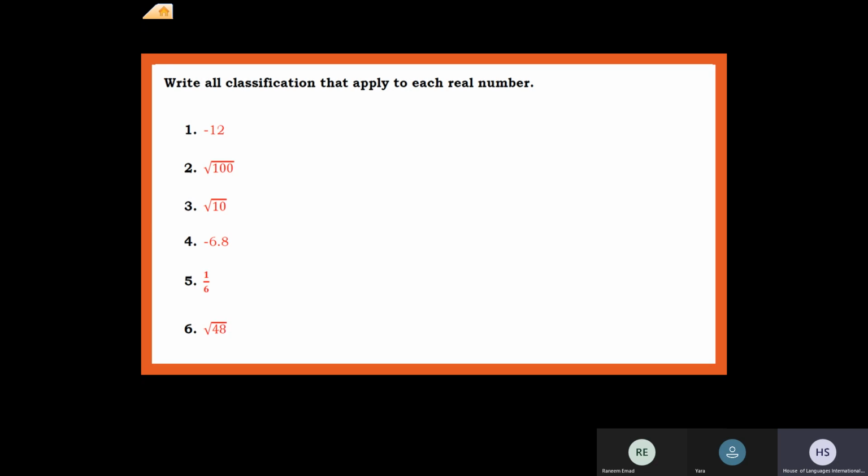But if I ask you now about negative 12, you have to know which subset it is. Negative 12 now. Is it natural number? Is it whole? Is it integer? Yes. So it is integer. If it is integer, it is rational.